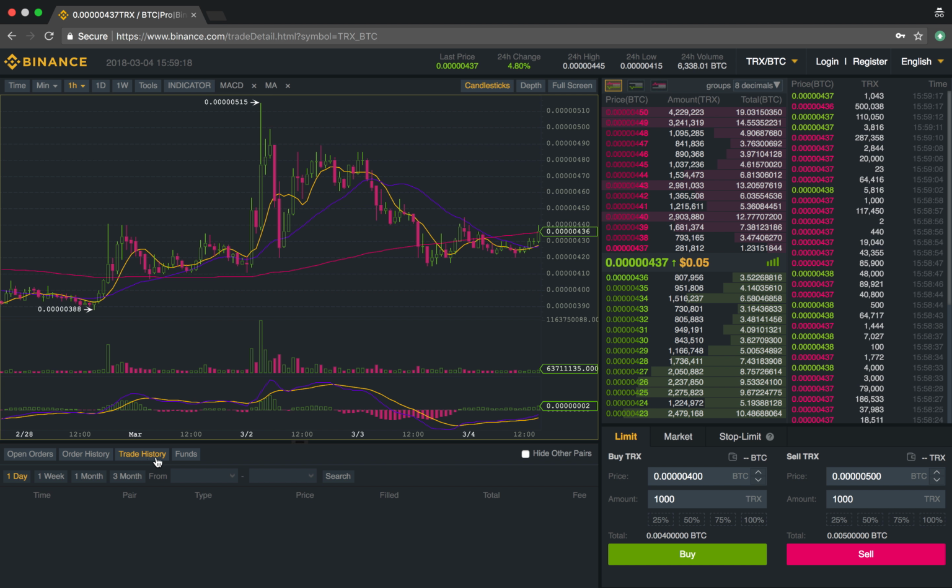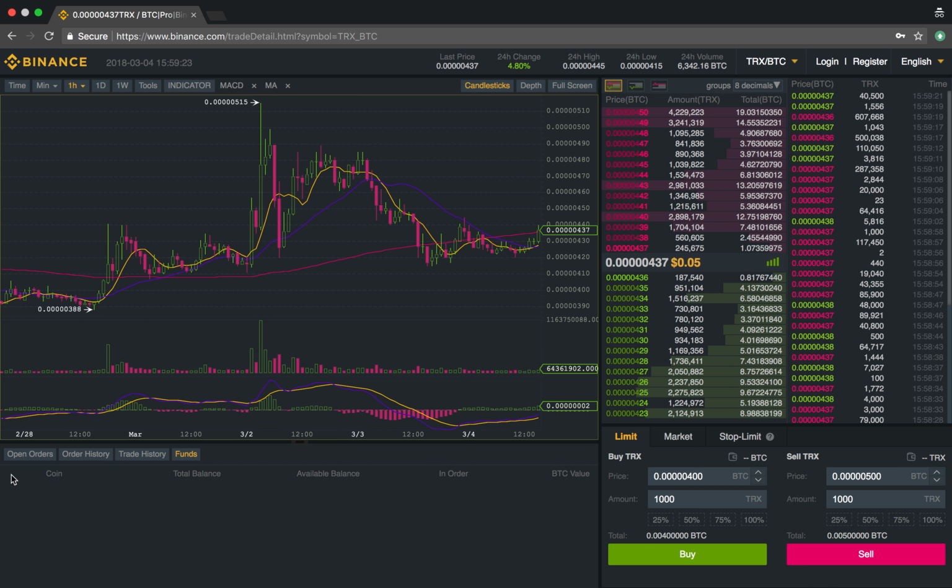And here it'll show your funds. If this was an account, it would show you how much of each coin that I own is in the account.